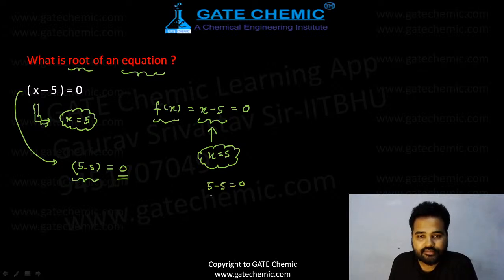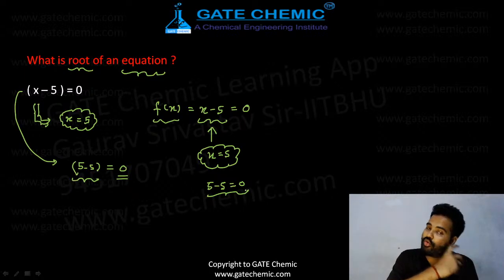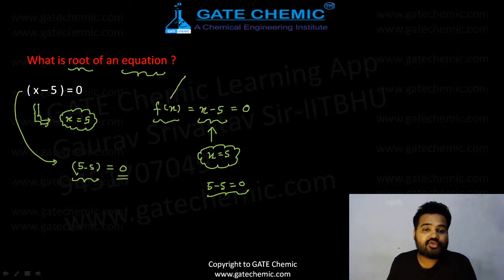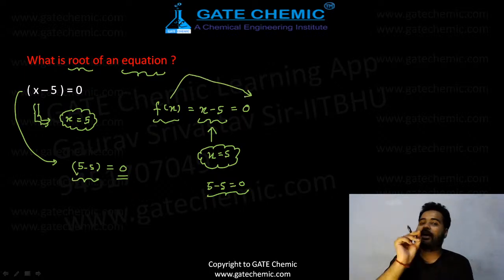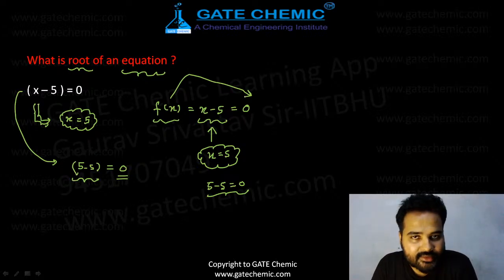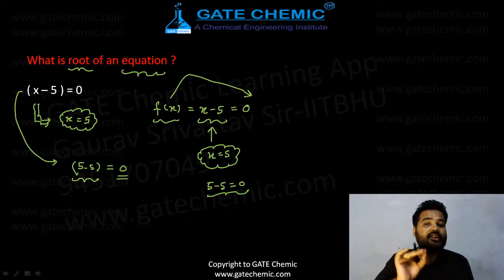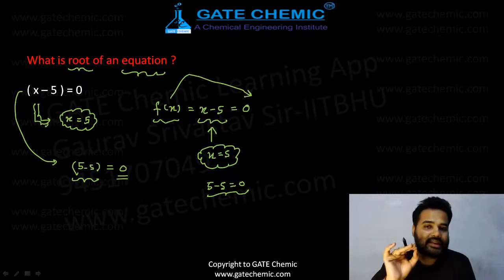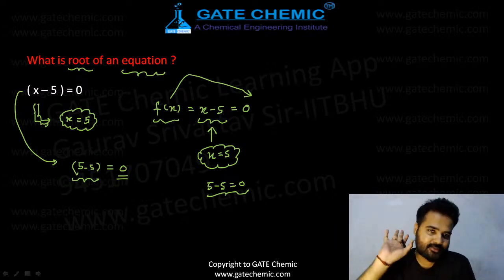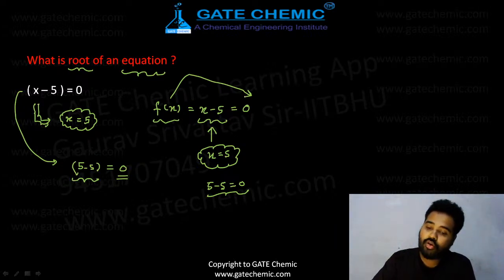Okay. So this is called a root, at which f(x) equals 0. The value of x at which f(x) equals 0 is satisfied is known as a root of f(x). That's it beta. It is known as a root of f(x).